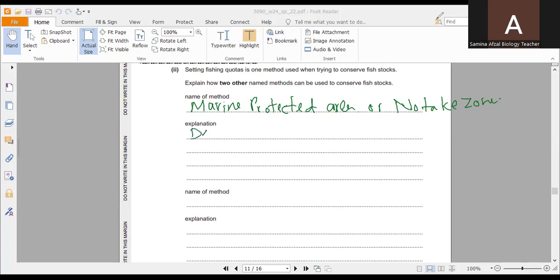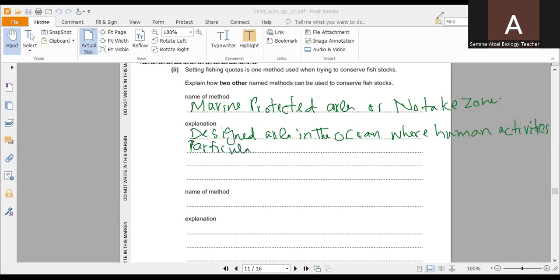So this is the designated area in the ocean where human activities, particularly fishing, are restricted or completely banned.